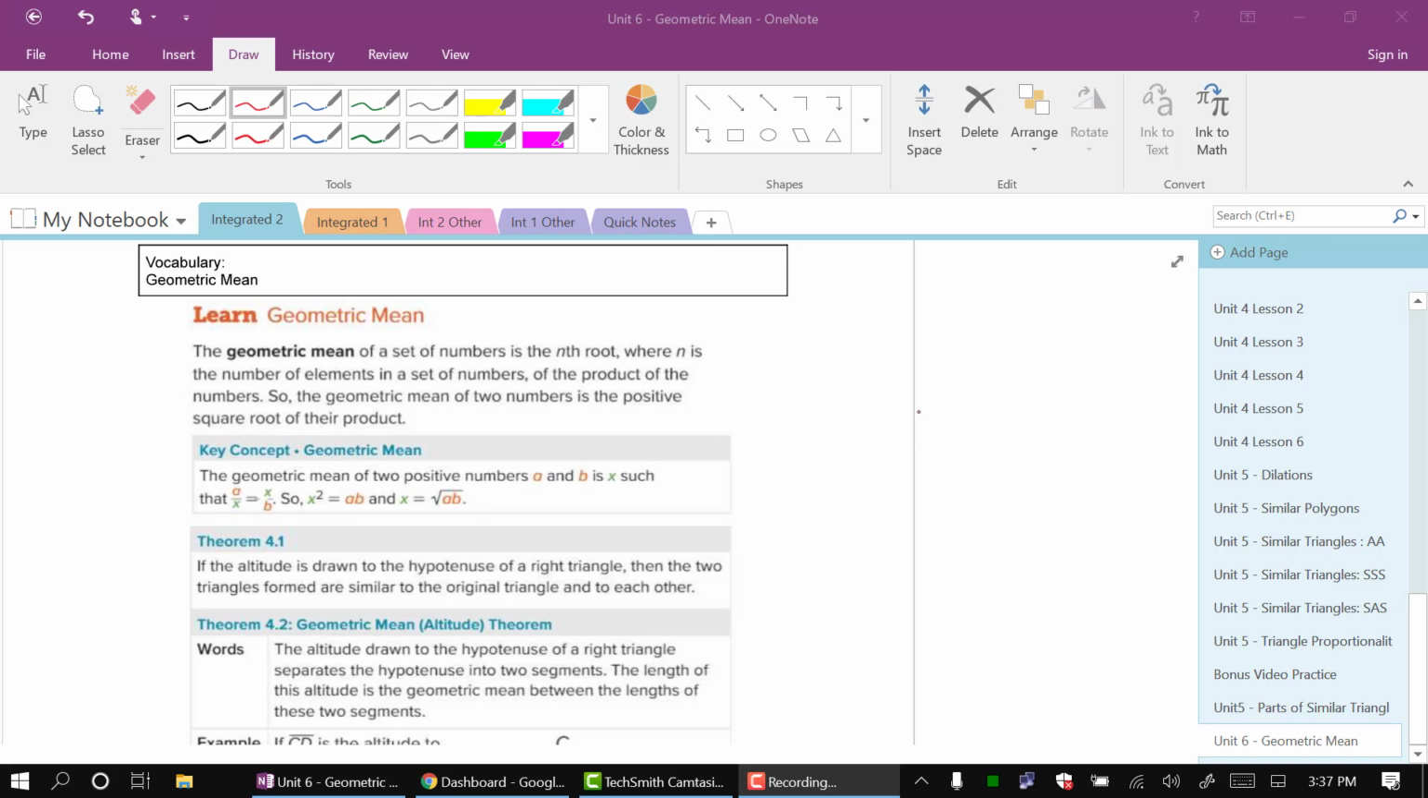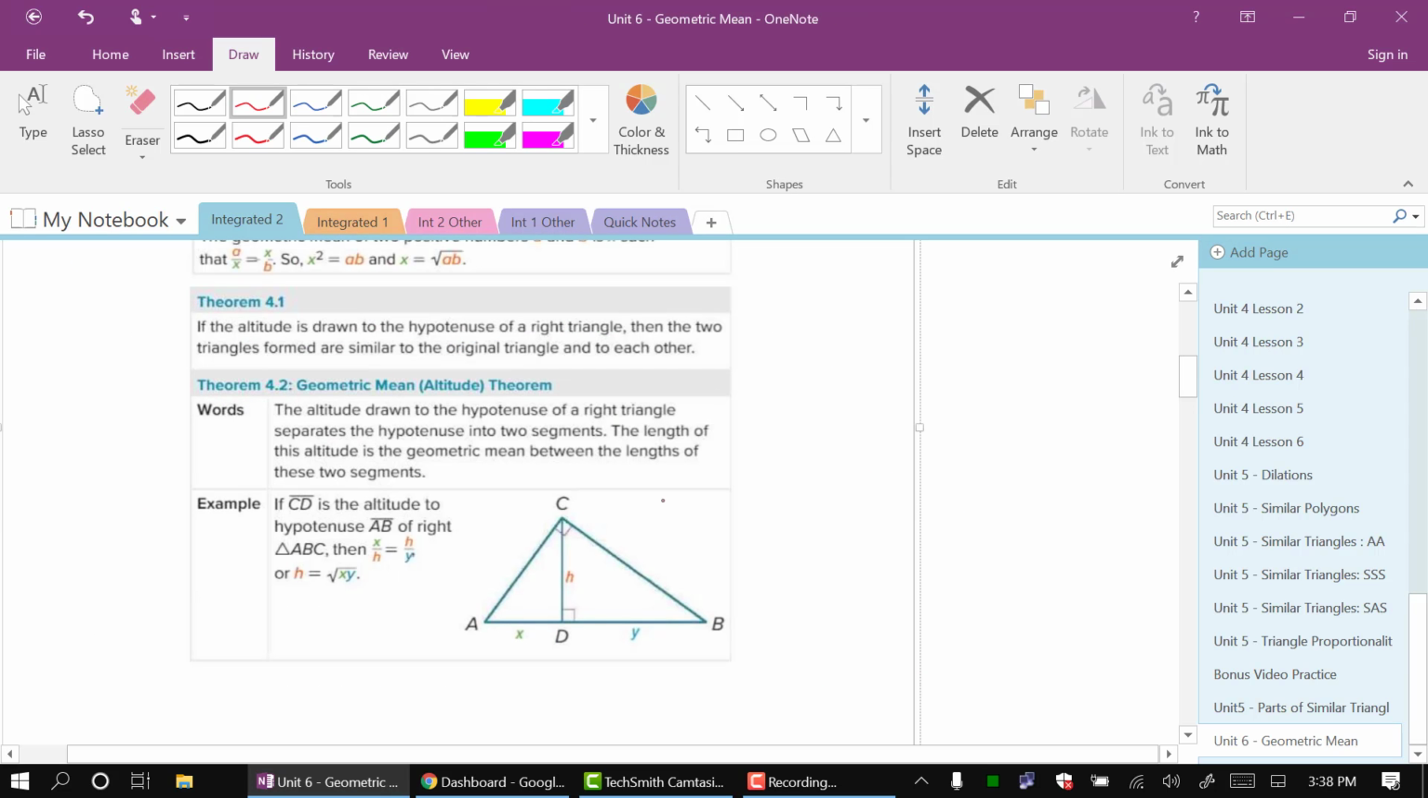We have some theorems. So our first theorem, theorem 4.1, if the altitude is drawn to the hypotenuse of a right triangle, then the two triangles formed are similar to the original triangle and to each other. Theorem 4.2, geometric mean altitude theorem. The altitude drawn to the hypotenuse of a right triangle separates the hypotenuse into two segments. The length of this altitude is the geometric mean between the lengths of these two segments.